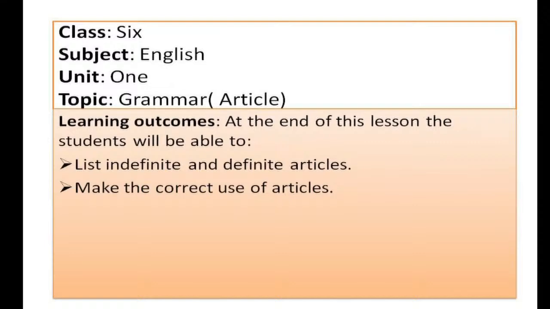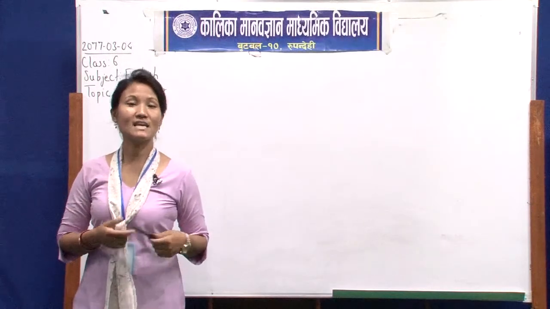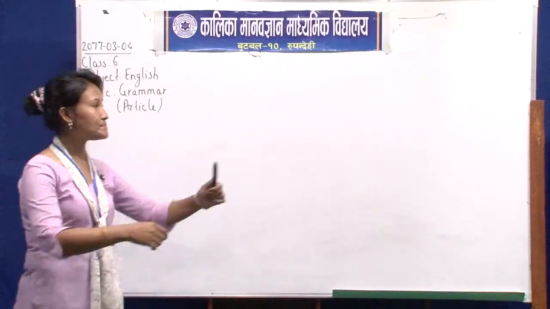Usually what happens is that after you complete learning this topic article, you only focus on the uses of a and the, but you don't know about indefinite and definite articles. So in today's class I will be explaining in detail about indefinite and definite articles, and the next learning outcome is make the correct use of articles. Now these are the learning outcomes of today's topic. Now let's start our today's class formally.